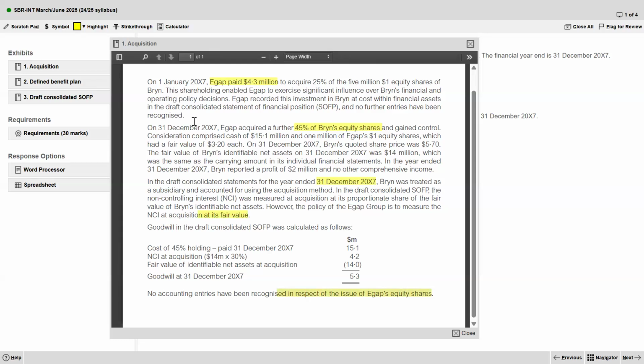Now, this is one of those transactions that has not been appropriately accounted for. So let's just try to see what the examiner is expecting us to do. Now see.